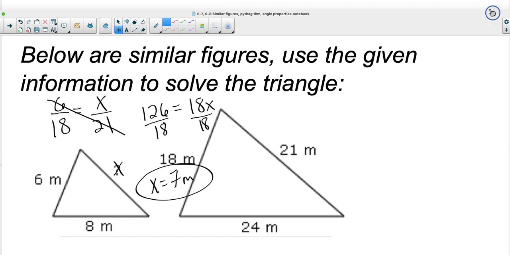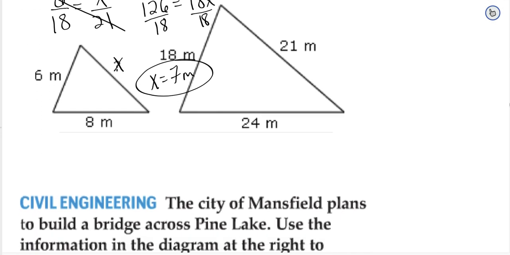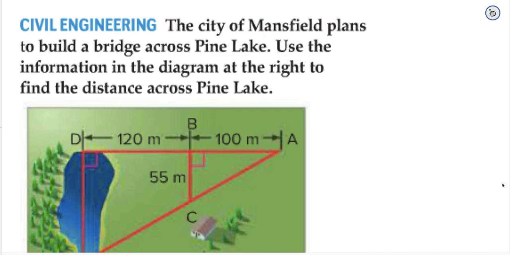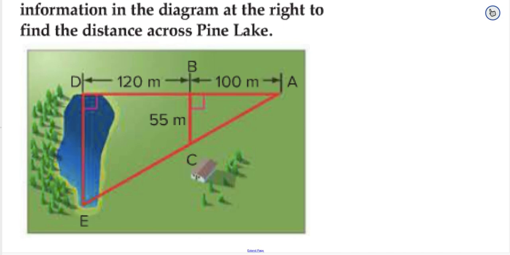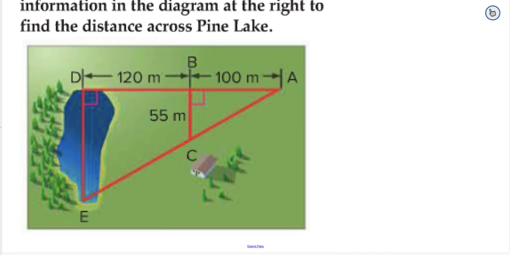We have some that are a little bit trickier. Something like this: the city of Mansfield plans to build a bridge across Pine Lake. Use the information in the diagram on the right to find the distance across Pine Lake. It's kind of an interesting example because they're trying to go the entire length of the lake. I don't know why they want to do that with a bridge, but whatever. Maybe they want to make a fancy bridge. These are the ones that are a little bit tricky because you have a little triangle inside of a big triangle. So I'm going to go to a different example for this kind of triangle.